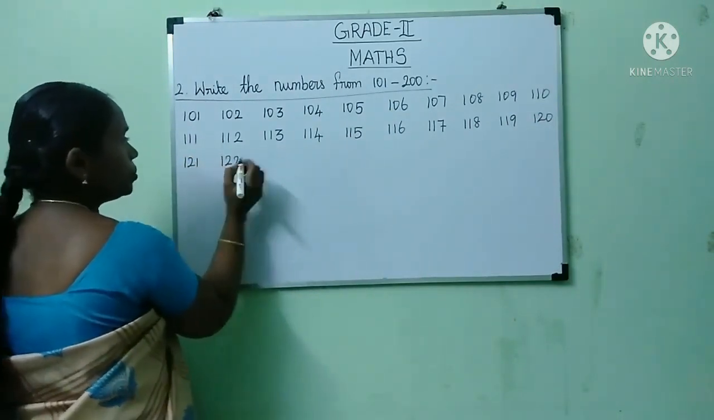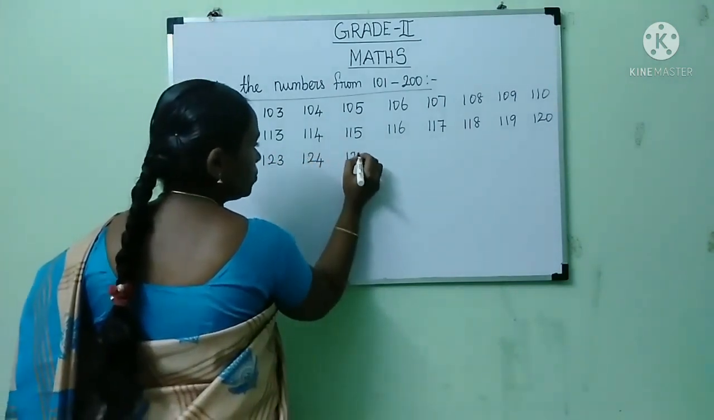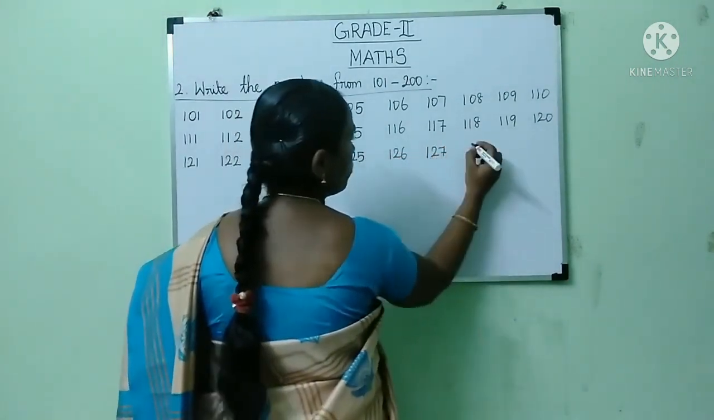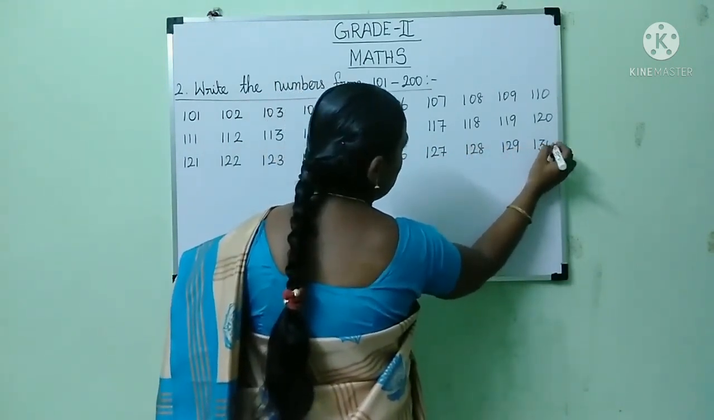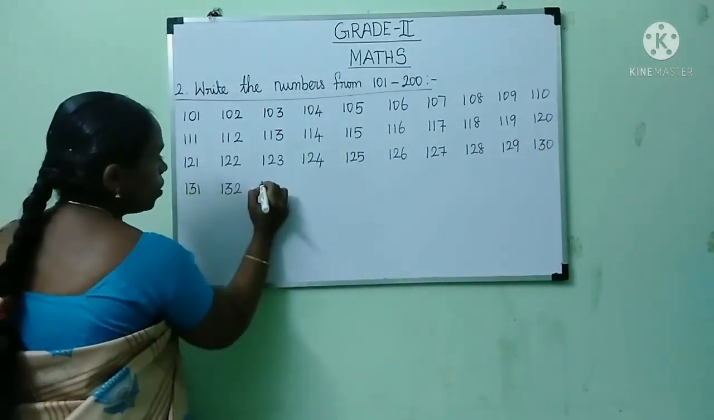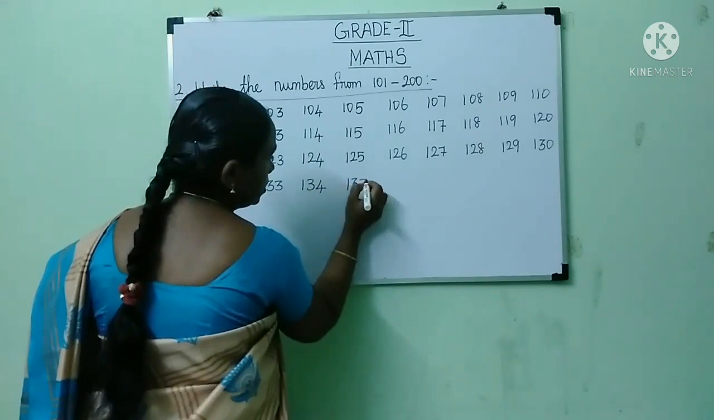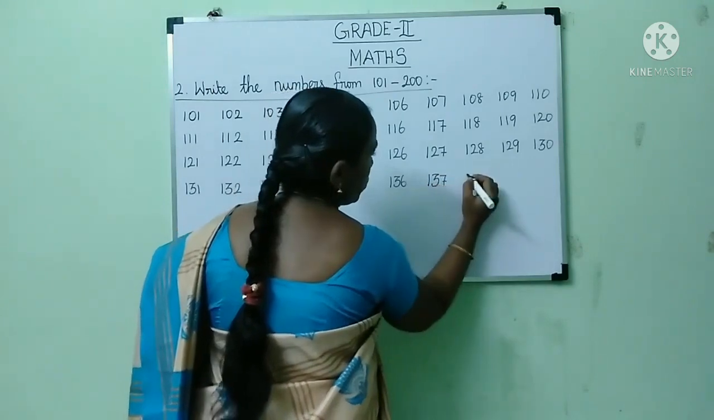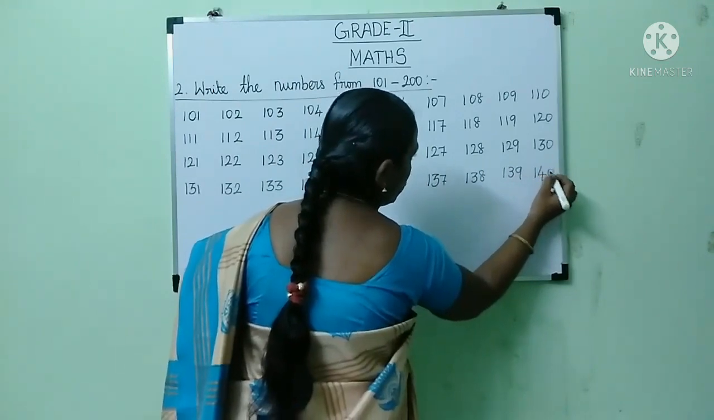Next, 121, 122, 123, 124, 125, 126, 127, 128, 129, 130. Next, 131, 132, 133, 134, 135, 136, 137, 138, 139, 140.